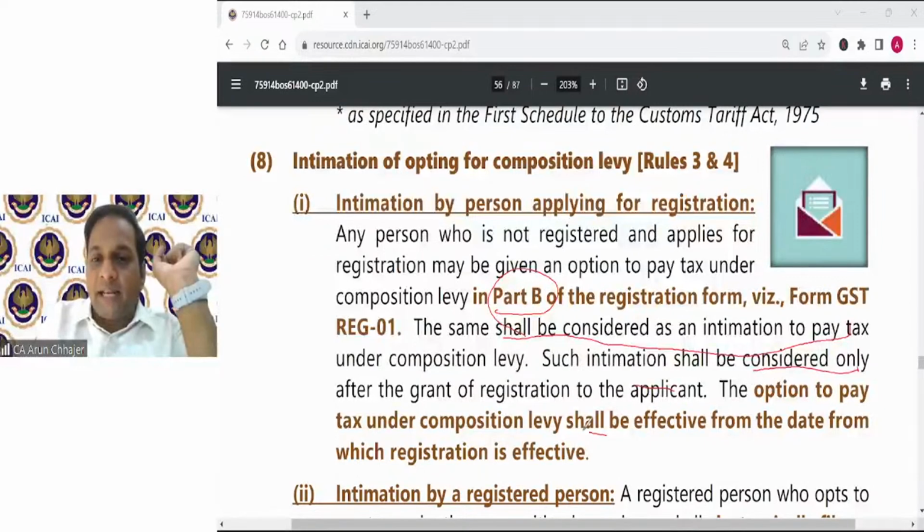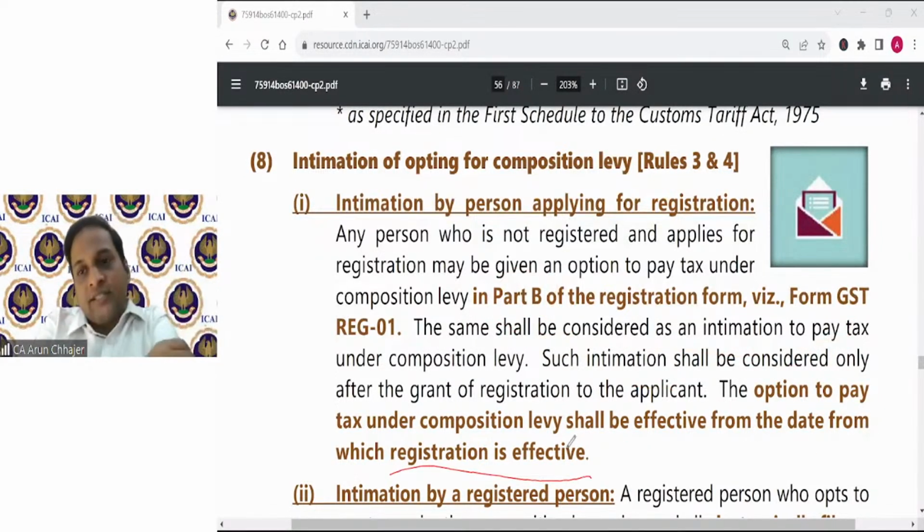The option to pay the tax shall be effective from which date? From the date on which the registration is effective. Okay.